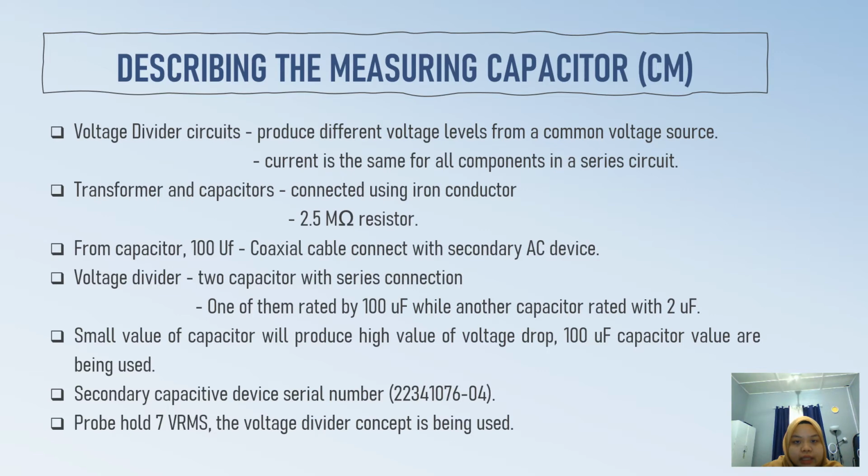So the results state that the value for the secondary device is 1.94036 microfarads. The rated value is 2 microfarad and the rated voltage is 7 kVRMS. Since the probe can only hold 7 kVRMS, the voltage divider concept is being used so that the power can safely be supplied to the system.